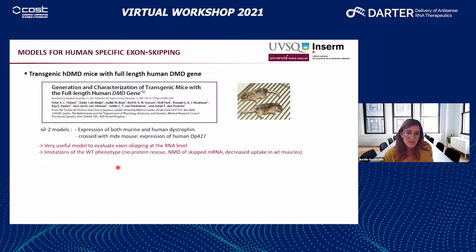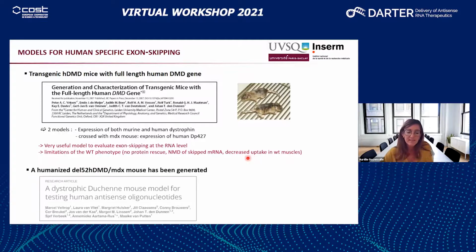So yes, as I mentioned, it's a very useful model to evaluate the exon skipping level. In that case, this is a wild-type phenotype because the human dystrophin compensates for the MDX pathology. So you cannot look at protein rescue. And when you are skipping an exon from a wild-type mRNA, you may be subjected to NMD, and also you may have decreased uptake in wild-type muscle.